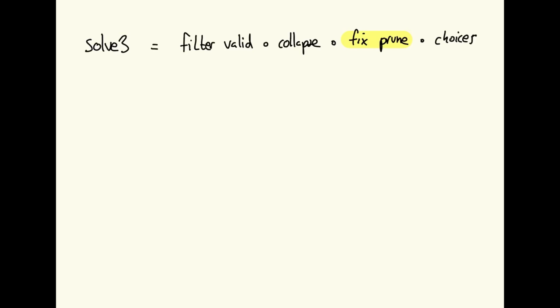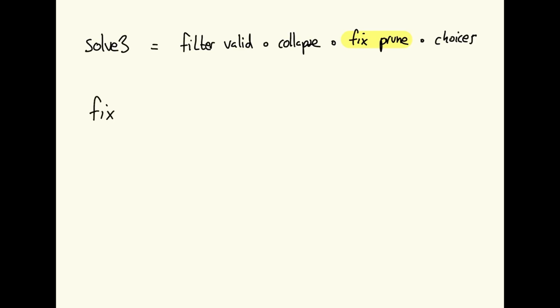A fixed point of a function is a value that when you apply the function to it, you get the same thing back again. So what fix is going to do is keep iterating the pruning function until it doesn't have any effect anymore, until when you give it a choice matrix, you get exactly the same choice matrix back again. So let me define the fixed point function.